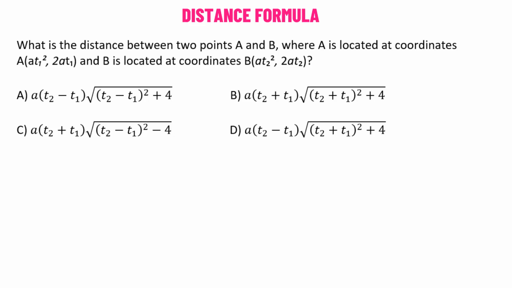So here in this problem, we need to find out the distance between 2 points A and B. Here the coordinates of point A and point B are provided to us. So let's try to find out the distance. For solving this problem, what we'll need to do is use the distance formula. So let's specify the distance formula first.